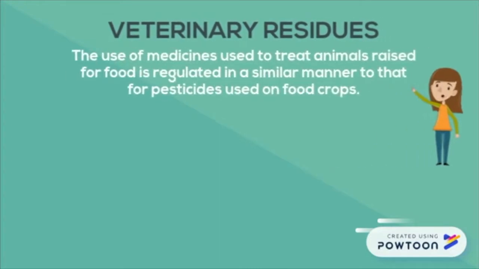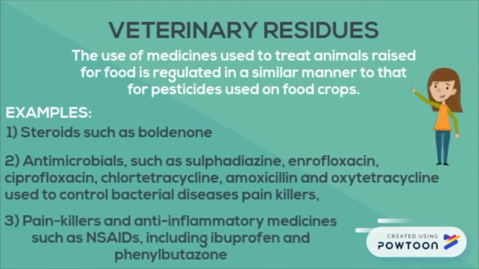Veterinary residues come from medicines used to treat animals' wounds in food animals. It is regulated in a similar manner to that for pesticides used in food crops. Examples are steroids, antimicrobials, painkillers, and anti-inflammatory medicine.